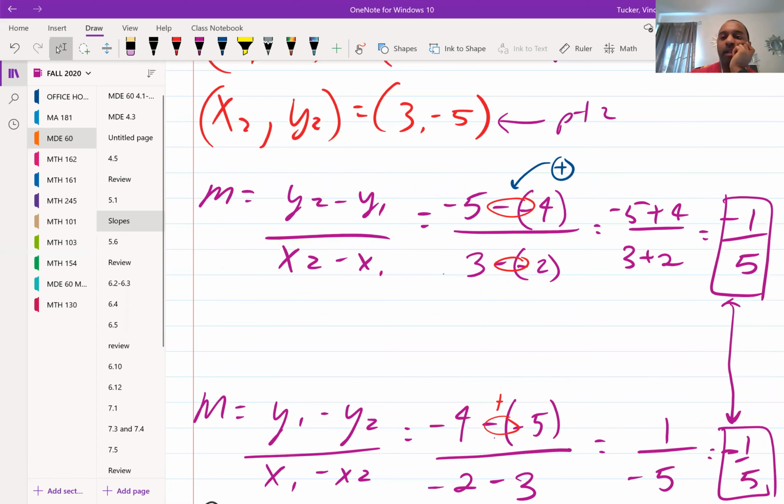Okay. All right. And then if I were to flip them and do y1 minus y2 over x1 minus x2, I have -4 minus -5 over -2 minus 3. And that would be 1 over -5, which is the same thing as -1/5. So you get the same answer regardless. Just make sure you stay consistent. Once again, if you do y2 first on top, make sure you do x2 first on the bottom. Or if you do y1 first on top, make sure you do x1 first on the bottom.